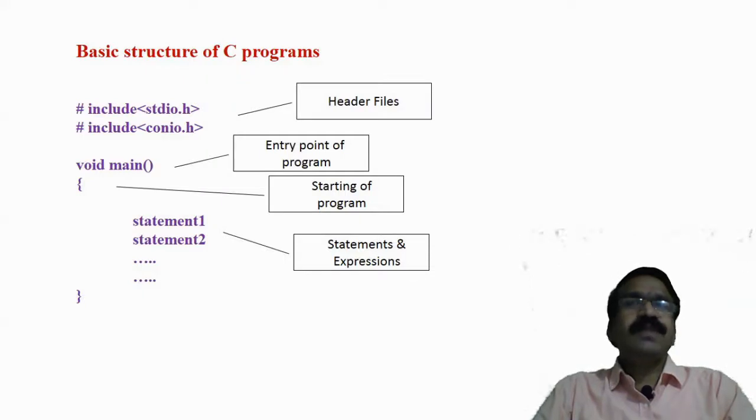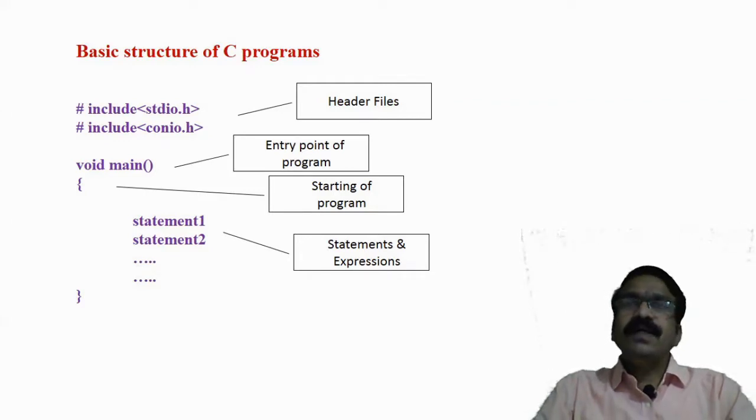Before that we will see the basic structure, how a C program is written. If we see the C program, the first line is #include <stdio.h>, and the second statement is #include <conio.h>. These are the header files, stdio.h and conio.h. Header files are used for some special purposes.